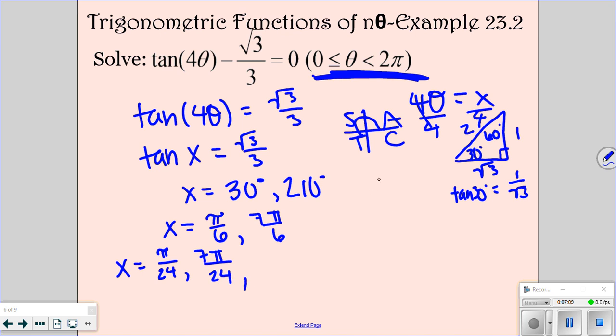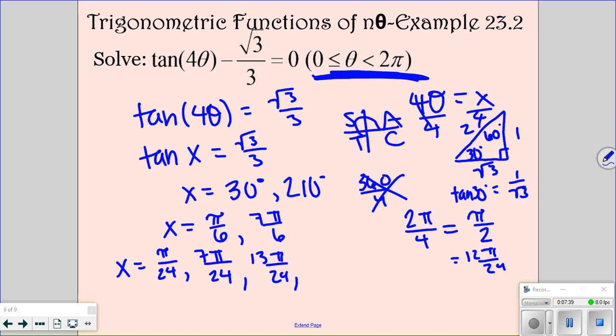Okay, and then we took 360 and divided by 4, but for this one we're using radians, and 360 is the same thing as 2 pi radians. So we divide it by 4, and that is pi over 2. So that's what we're basically going to be adding to this one. And since they're in 24ths, I'm going to make it 12 pi over 24, just so that it's easier to add. So if we add to the first one, we're going to get 13 pi over 24. If we add it to the next one, we're going to get 19 pi over 24.